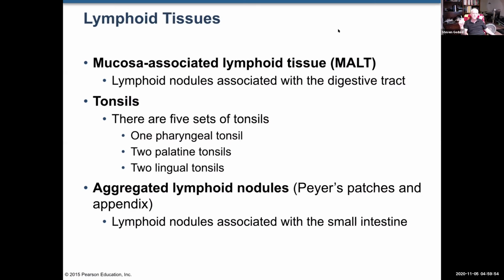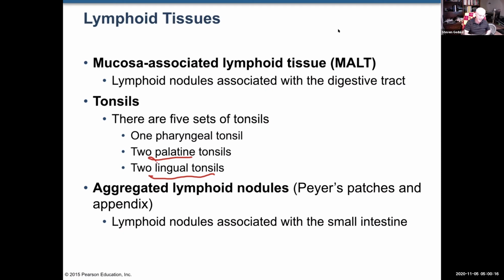There's 5 sets of tonsils. There's a pharyngeal tonsil in the back of the throat. There's 2 palatine tonsils on the roof of the mouth, and 2 lingual tonsils at the base of the tongue. So there's 5 sets, 2 lingual, 2 palatine, and 1 pharyngeal. Again, those act as a ring to help protect things from getting airborne, getting down into your lungs.